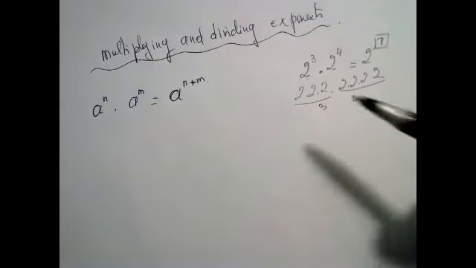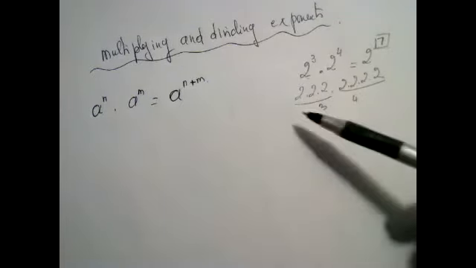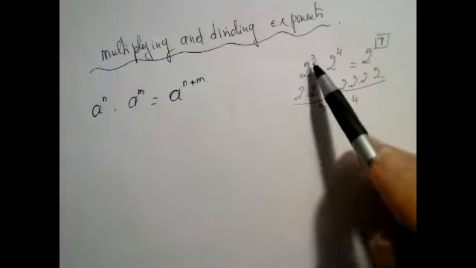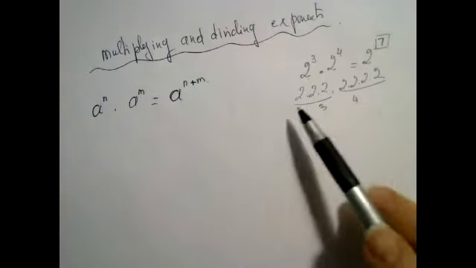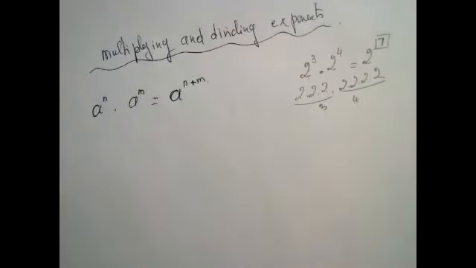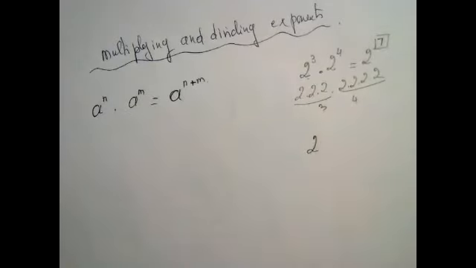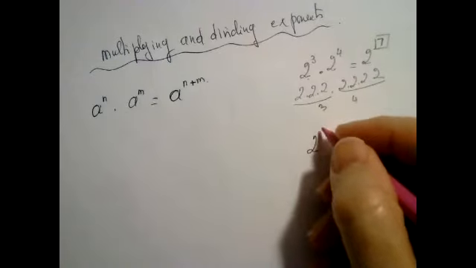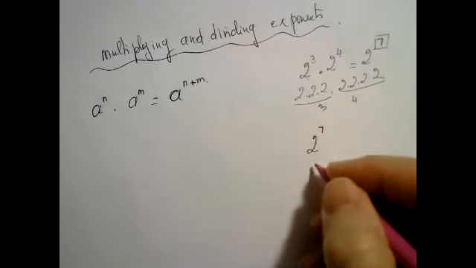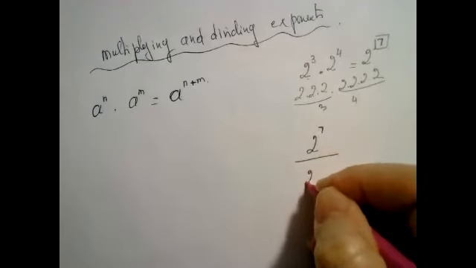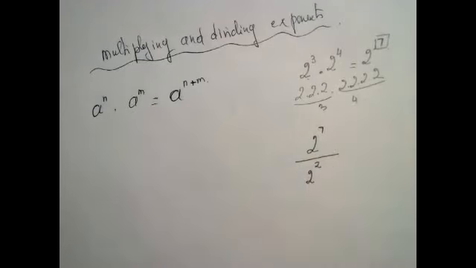And if you ever forget the rule, just make up numbers and ask yourself, what's happening if I multiply 2 to the 3 times 2 to the power 4? How many 2s do I have? Now, suppose I give you 2 to the power, let us say, 7, and I divide it by, let us say, 2 to the power 2.